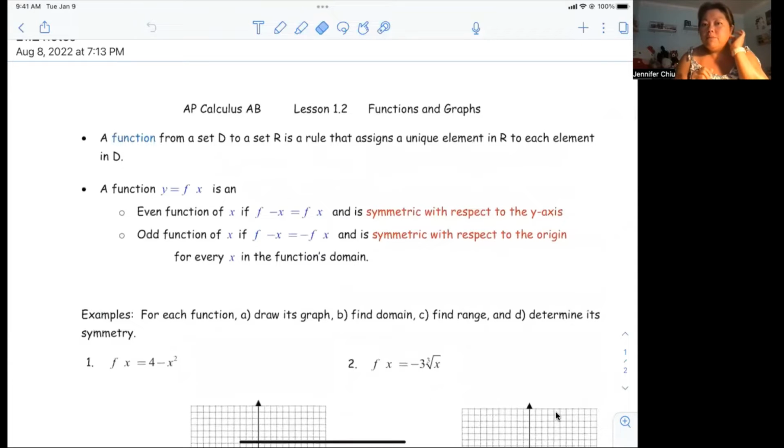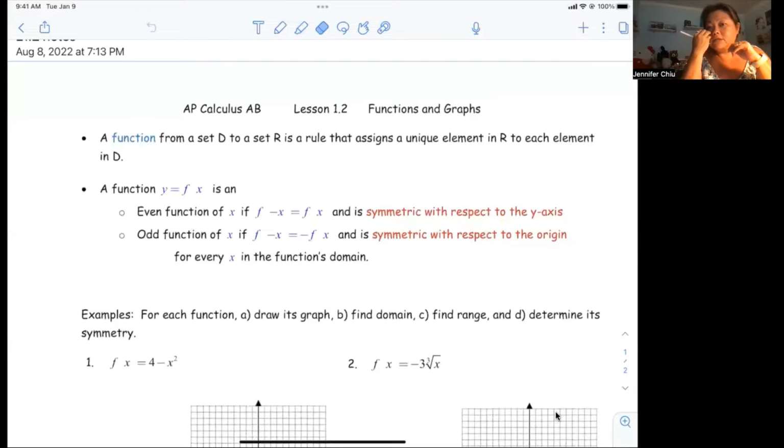Okay, this is lesson 1.2 on functions and graphs. This lesson is to remind you of what a function is and some of the properties. What does it mean to be an even function and what does it mean to be an odd function?